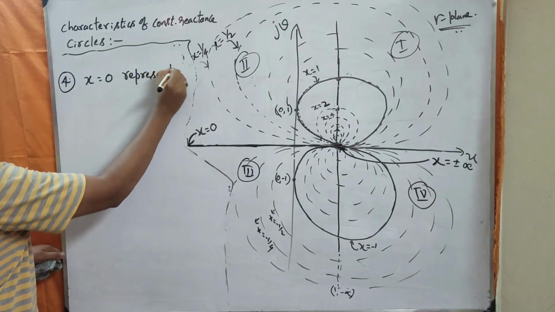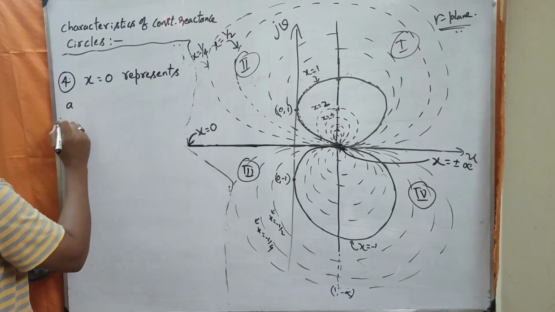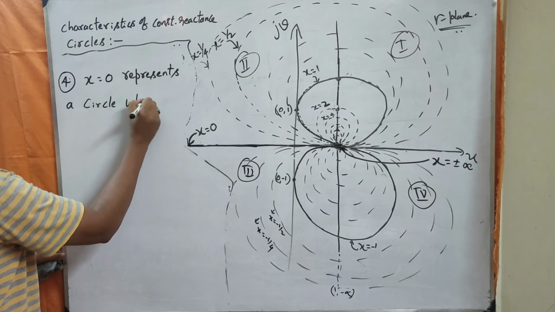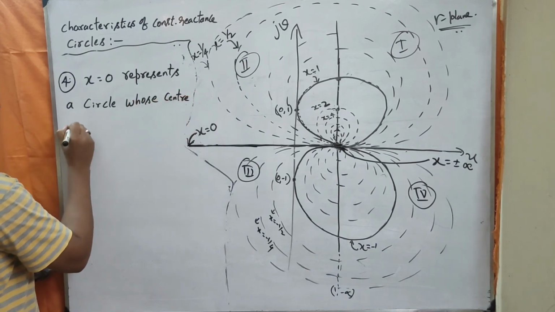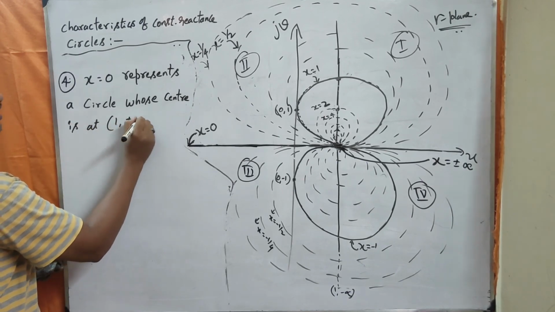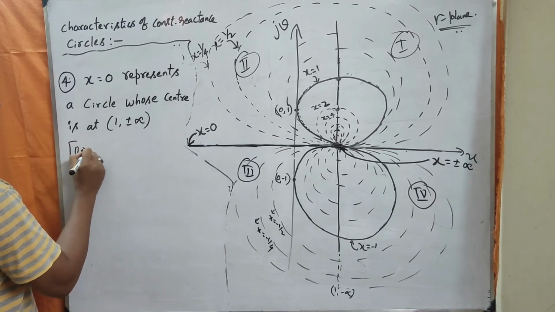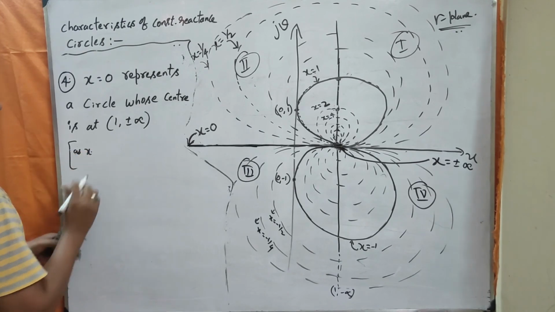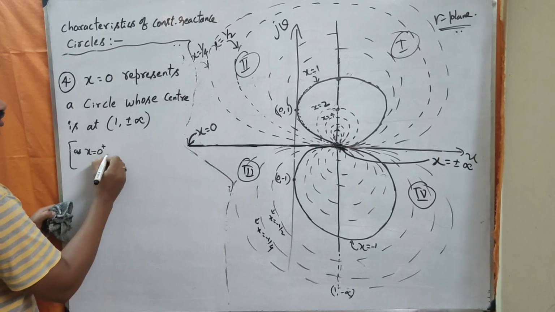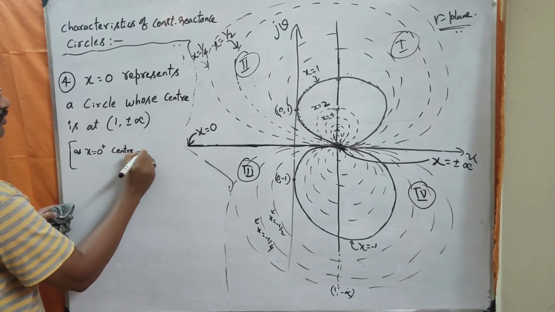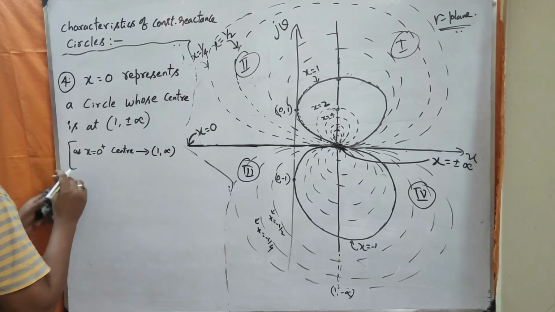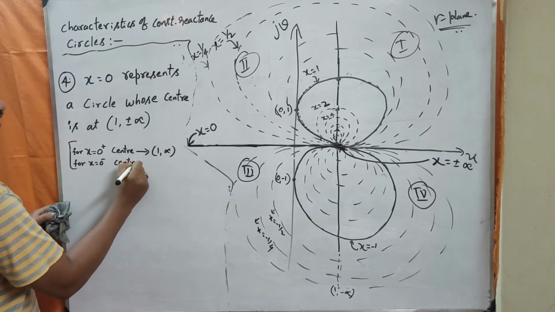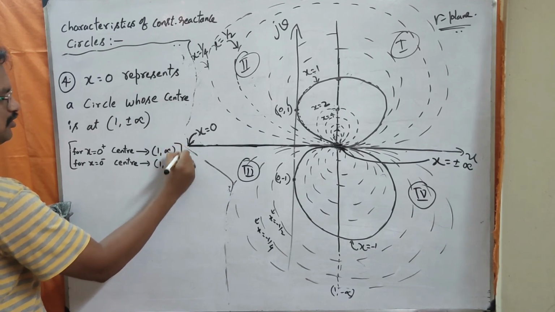Represents a circle whose center is at 1 comma plus or minus infinity. So in brackets, if you want, you can write, that is for x is equal to 0 plus, okay. So center will be at what? 1 comma infinity, and for x is equal to 0 minus, the center will be at what? 1 comma minus infinity. Okay, if you want you can write this in brackets.